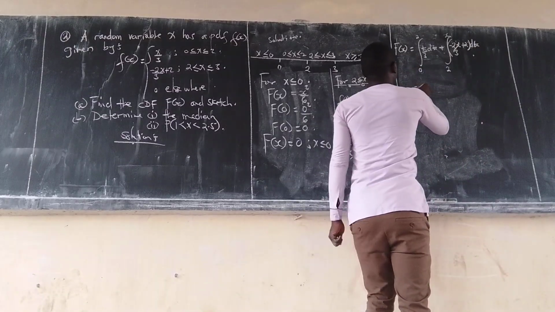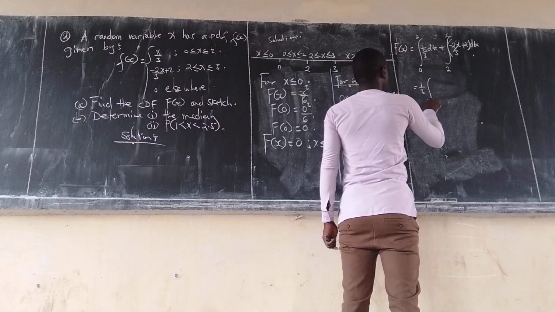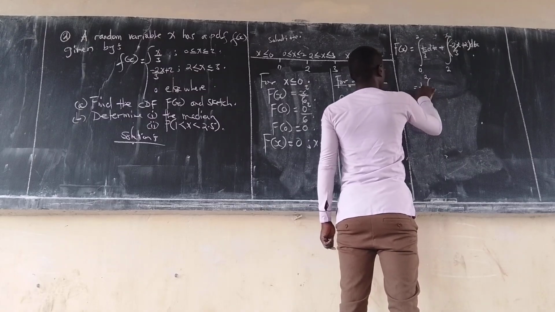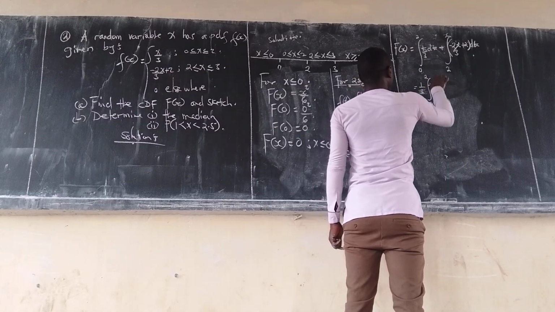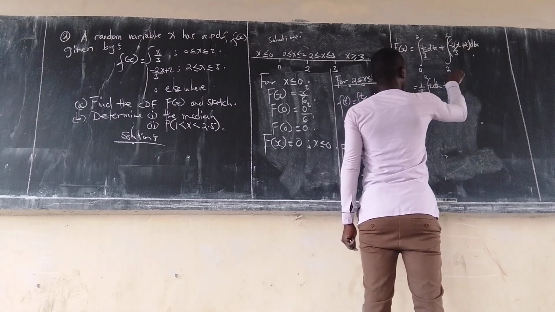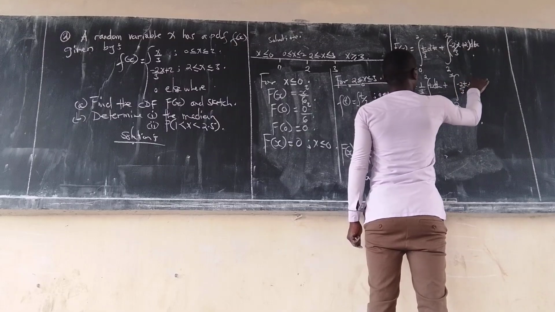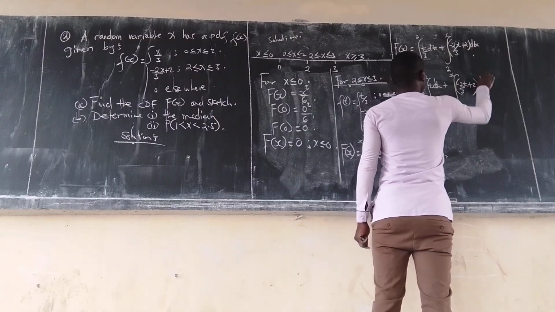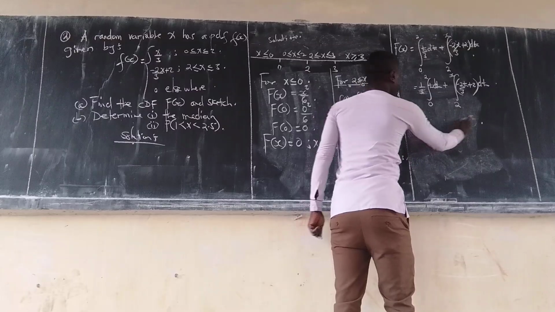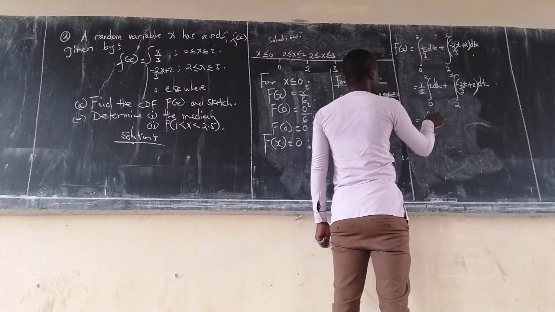So we shall then have 1 over 3, the integral from 0 up to 2 of t dt, plus the integral from 2 to x of negative 2t over 3 plus 2 dt. We are now substituting in. We are going to have 1 over 3.